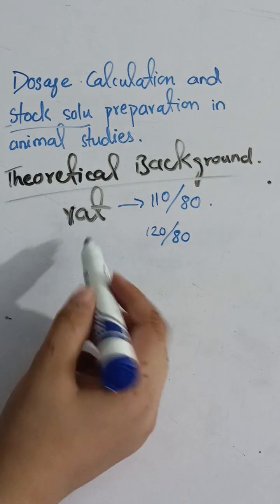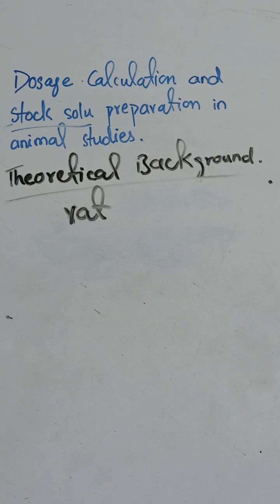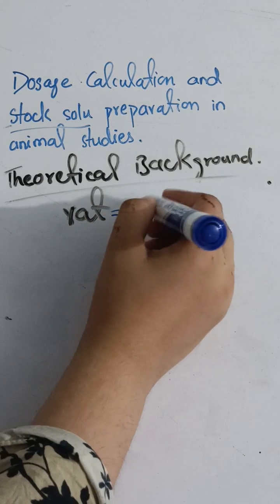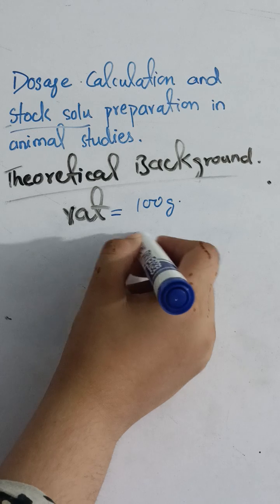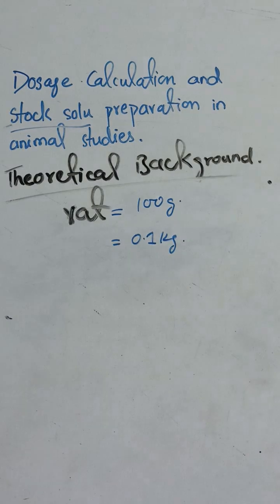First of all you have to see the weight of your rat. You find out the weight by using the weighing balance, and you find that the weight of our rat is about 100 gram. So in kgs this weight would be 0.1 kgs, right?